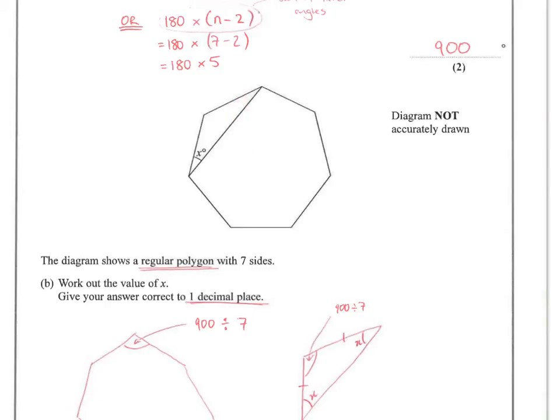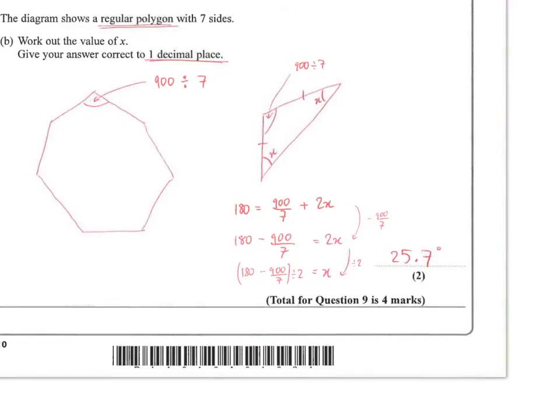I've redrawn the triangle here, so I know that the side lengths are the same length, and the angles in each corner are x. I know this interior angle, 900 divided by 7, and there are 180 degrees in a triangle, so 180 equals this angle, 900 divided by 7, plus 2x. Taking away 900 over 7 from 180, and then dividing by 2, because I've got 2 times x, that'll give me the angle at the corner x, which is 25.7 to 1 decimal place.